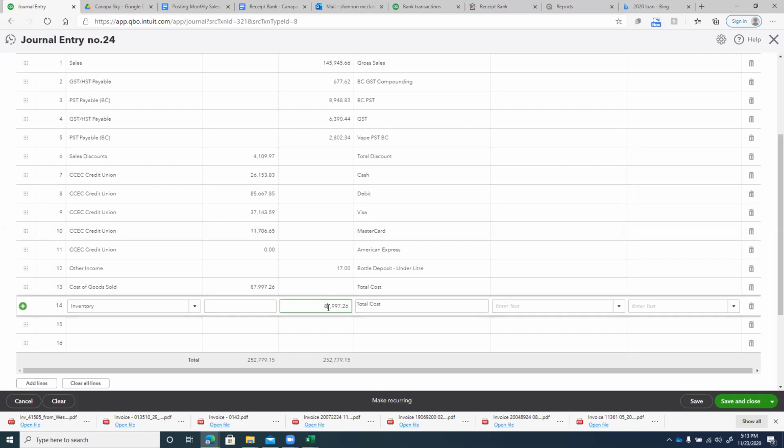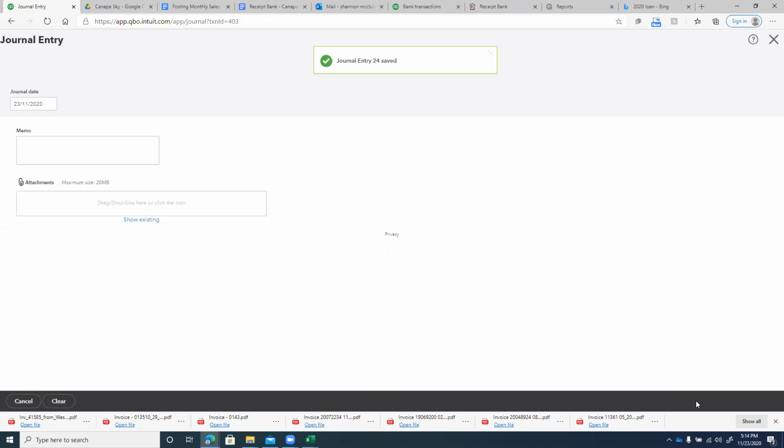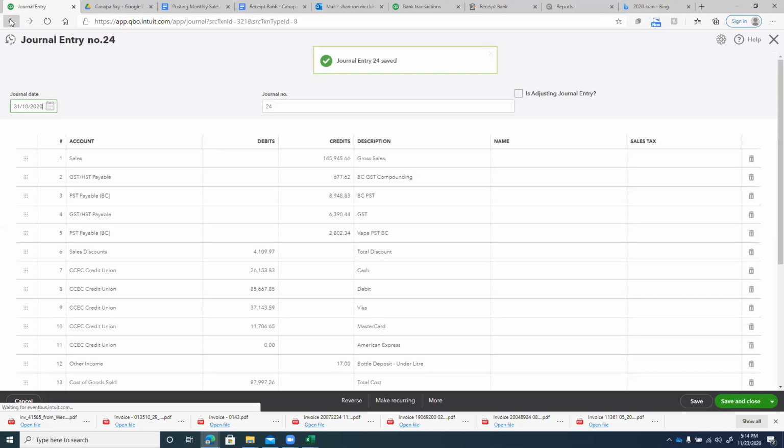So when we purchase goods, which I'll show you on the expensing side, when we buy them, we're going to decrease our cash and we're going to increase our inventory. And then when we sell them, we're going to increase our cash and decrease our inventory. So that's all there is to that. Hit save. And close.